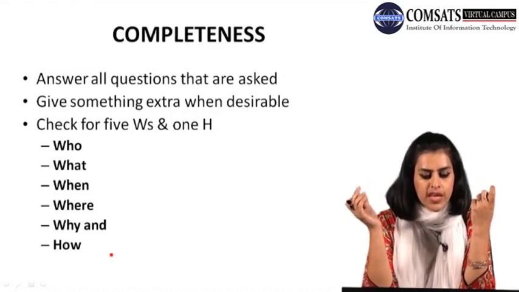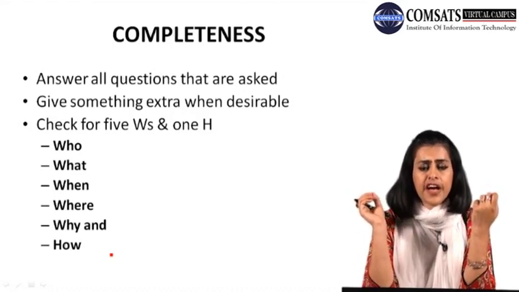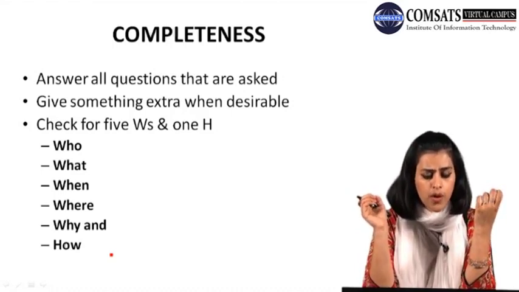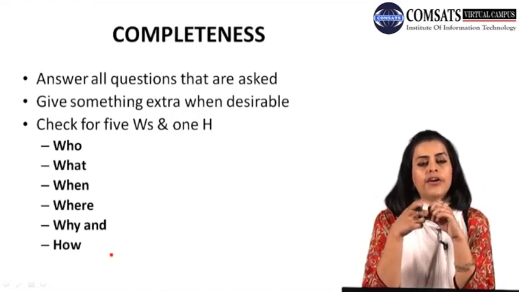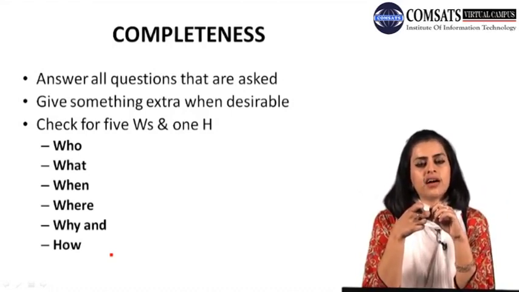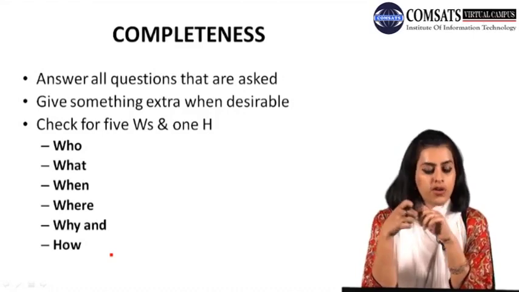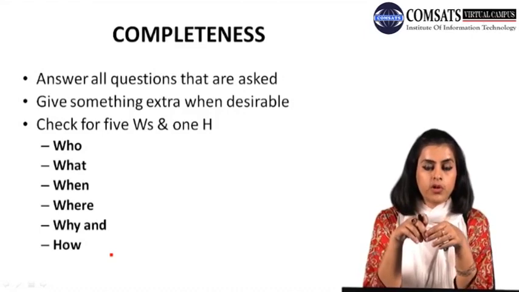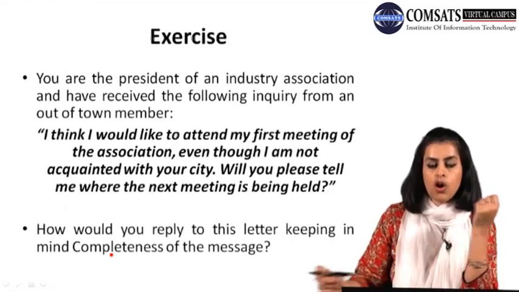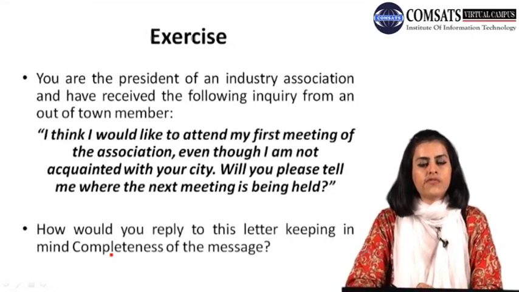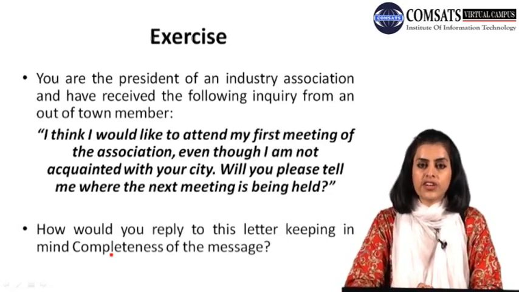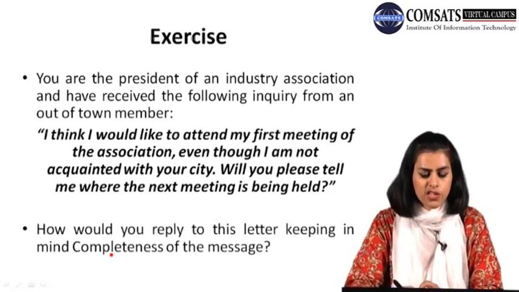Check for 5 W's and 1 H. 5 W's would refer to who, what, when, where and why, and 1 H would refer to how. We have discussed this previously in a lot of detail, so we don't have to go through all of these 5 W's and 1 H. Now let's quickly solve this exercise that we have also tried to solve one of in the previous discussions as well.